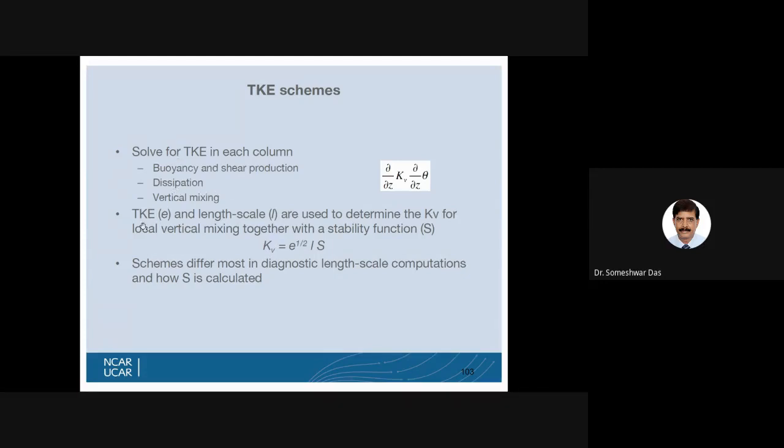Okay, the TKE, the turbulent kinetic energy, and the length scale L are used to determine the Kv, the exchange coefficients for the momentum for local vertical mixing, together with a stability function denoted by S. And this is given by Kv equal to e to the power half by S. Okay, where e is your turbulent kinetic energy. Okay, the square root of the turbulent kinetic energy divided by the stability function. Okay, the schemes differ most in diagnostic length scale computations and how S is calculated.